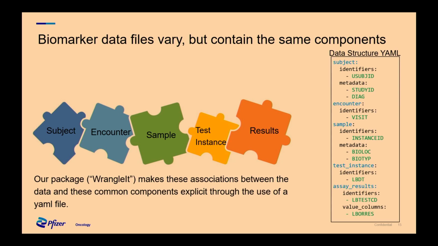We use a specification file called the data structure file to make these associations between the common components and the data set specifics really explicit. So in blue, we can see the five different components laid out. And then in green, we have the data set specific values that we can just slide into these components.